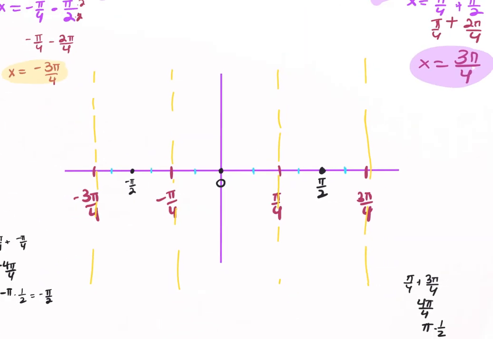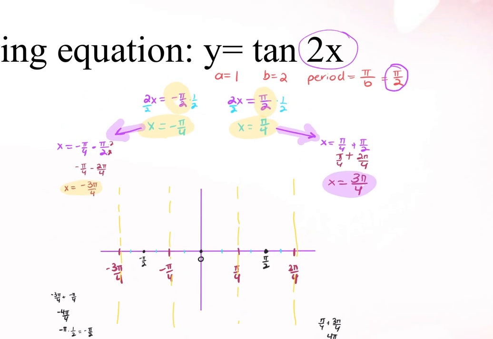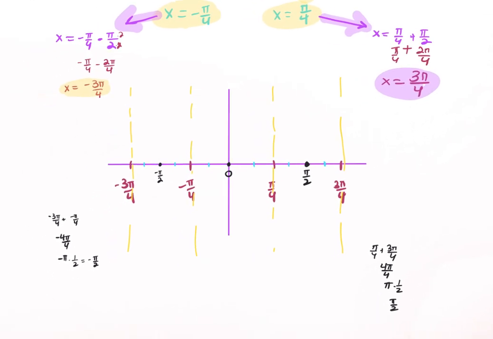Then we're going to mark A. A this time is 1. So on my vertical axis, or on my y-axis, I'm going to mark 1 and -1. If it was 2, I'd mark 2 and -2. If it was 3, I'd mark 3 and -3.